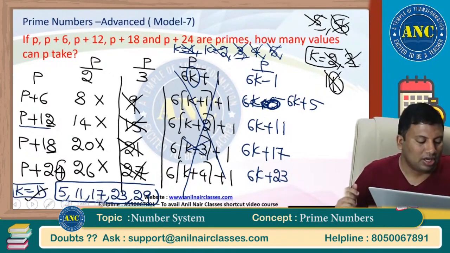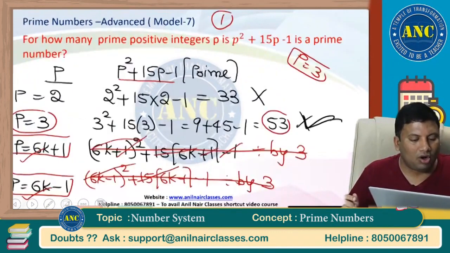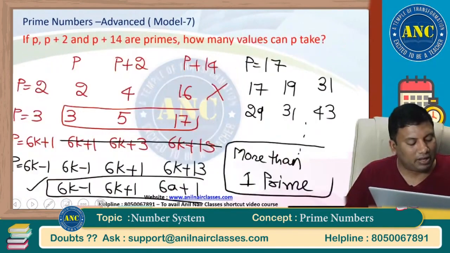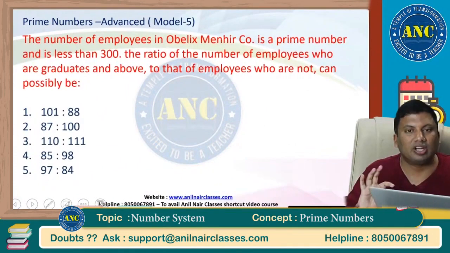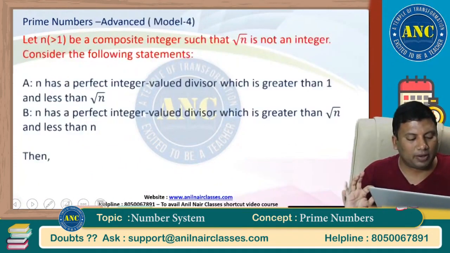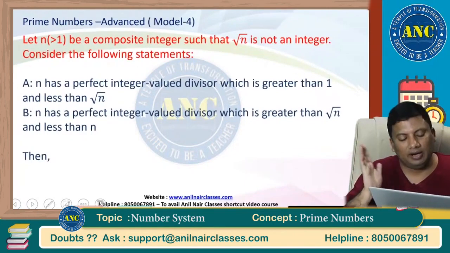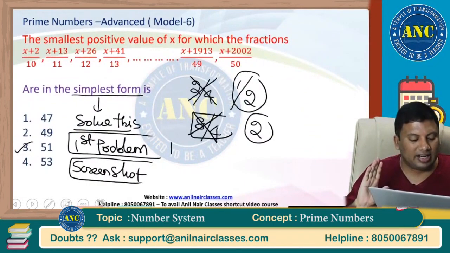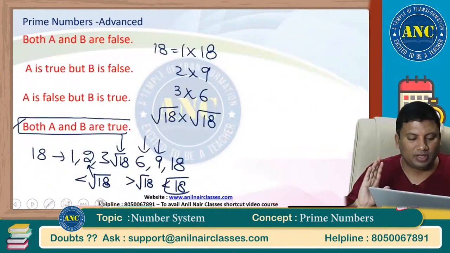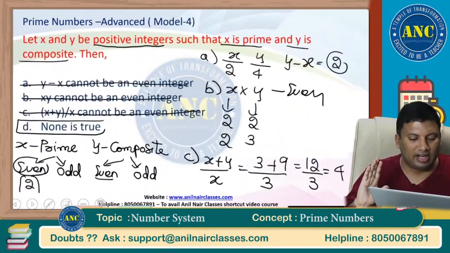So, this question, model number 7: all the questions are based on the fact that every prime number greater than 3 is of the form 6k plus or minus 1. First problem in the next session: how to check whether a number is a prime number or not. There will be factors less than root n and there will be factors greater than root n. Next one. This question we have already done.